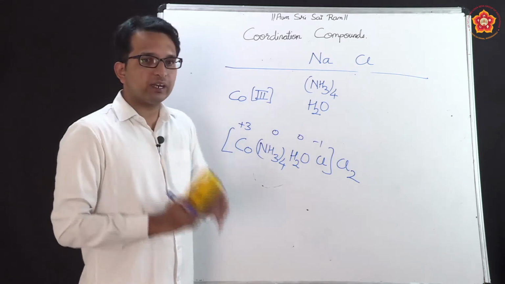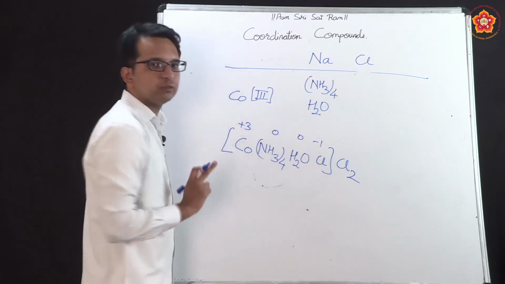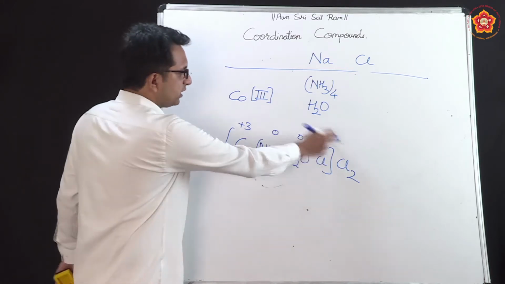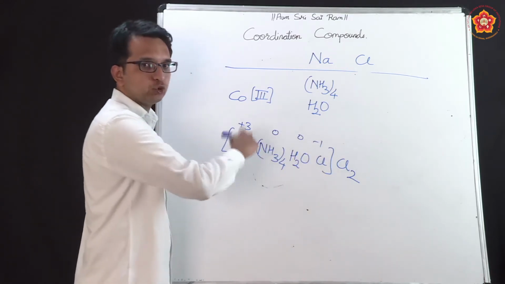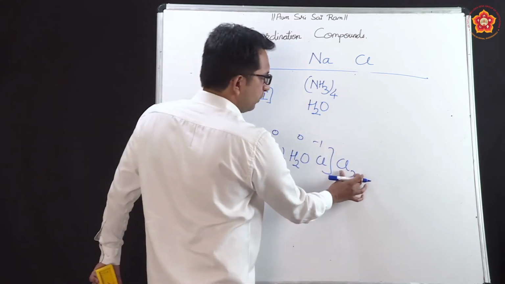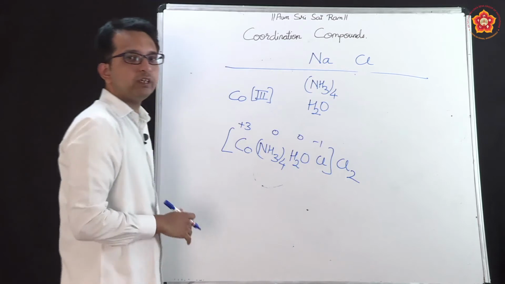So how you have to analyze is depending on the charges which are there. Plus 3 is this, minus 1 is this. So inside the overall charge now is plus 2, plus 3 minus 1. So this plus 2 needs to be satisfied by the ions outside, and that is why you need Cl2.